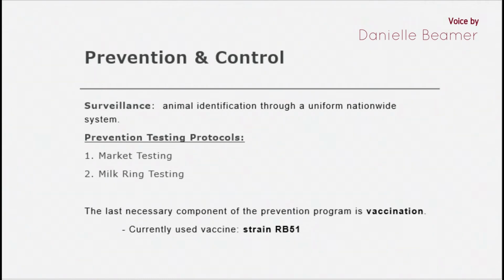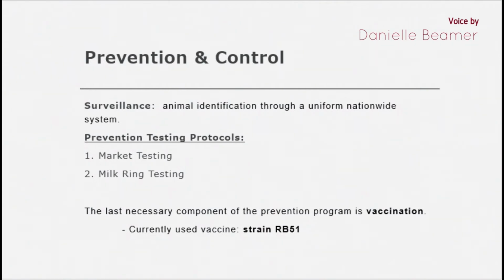Another important aspect of surveillance is animal identification through a uniform nationwide system. Orange-colored ear tags are applied when calves are first vaccinated, and silver ear tags are applied when animals are blood tested. In conjunction with surveillance, there is the Brucellosis Emergency Action Plan that emphasizes depopulation and contact tracing of infected herds. This helped to further reduce the number of infected herds in the 1990s.